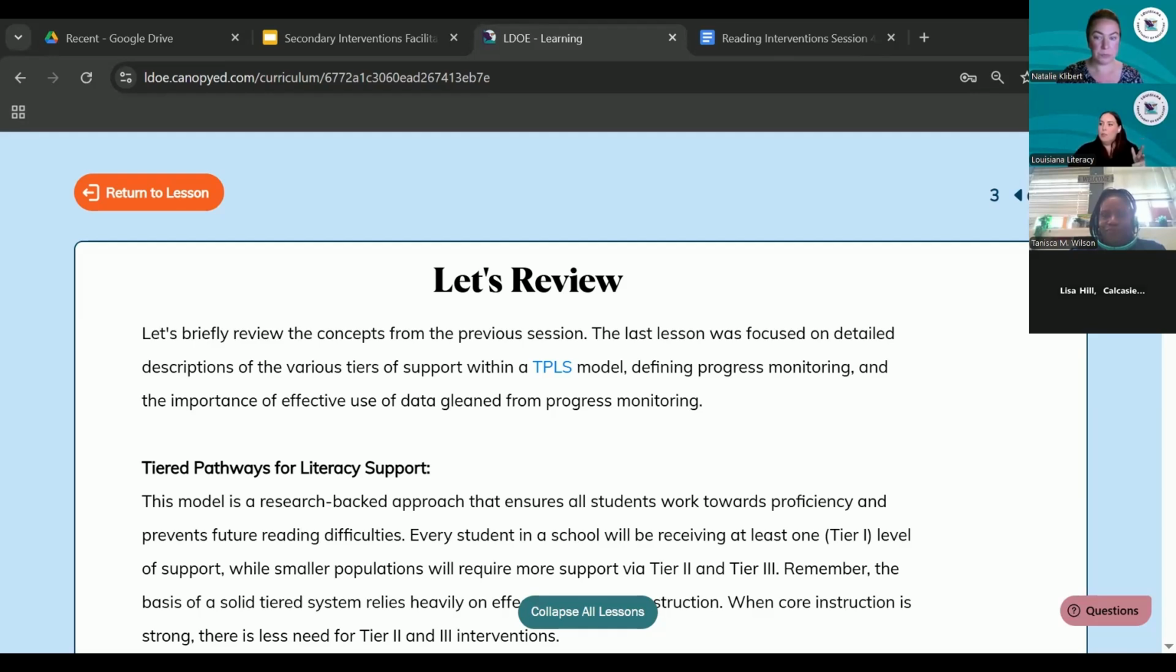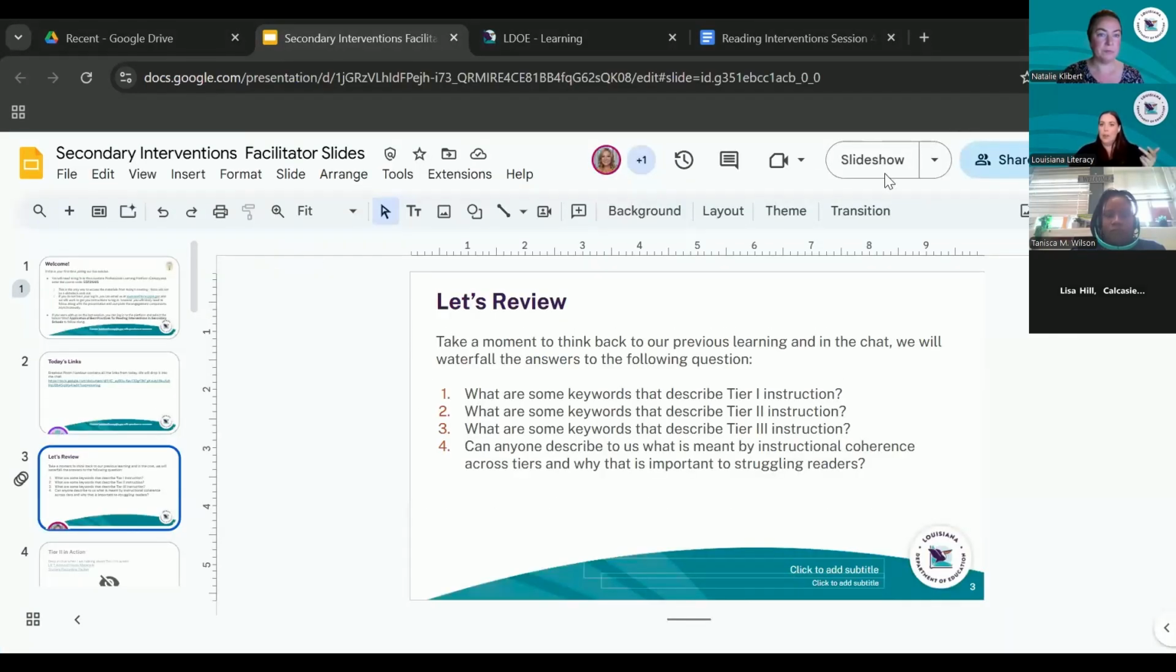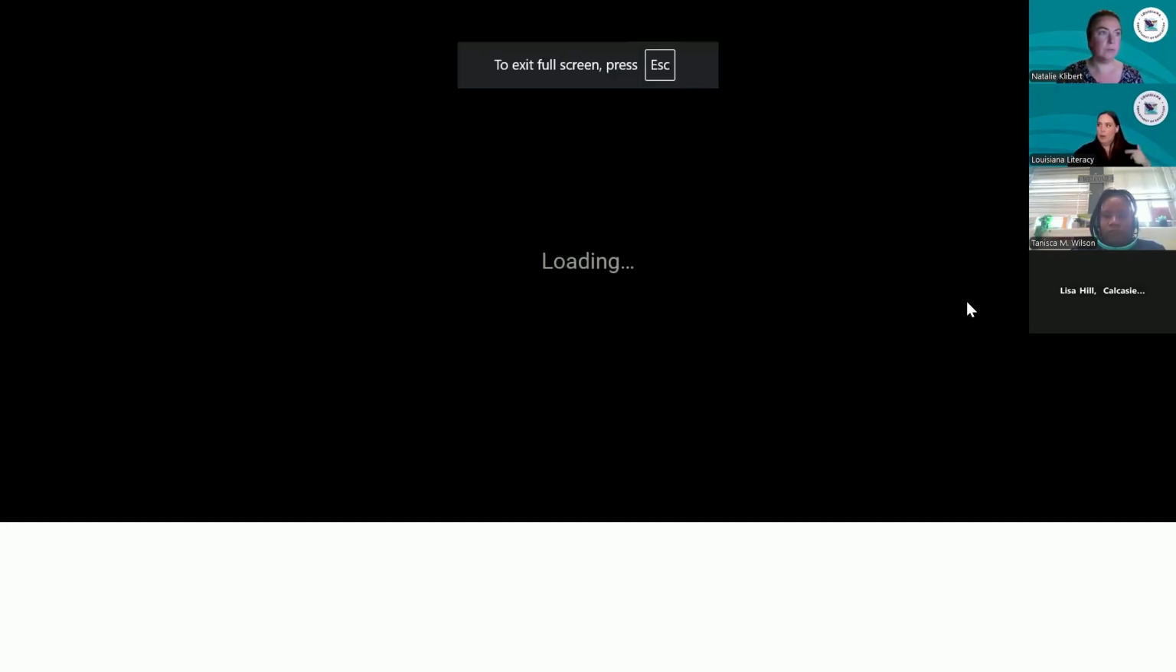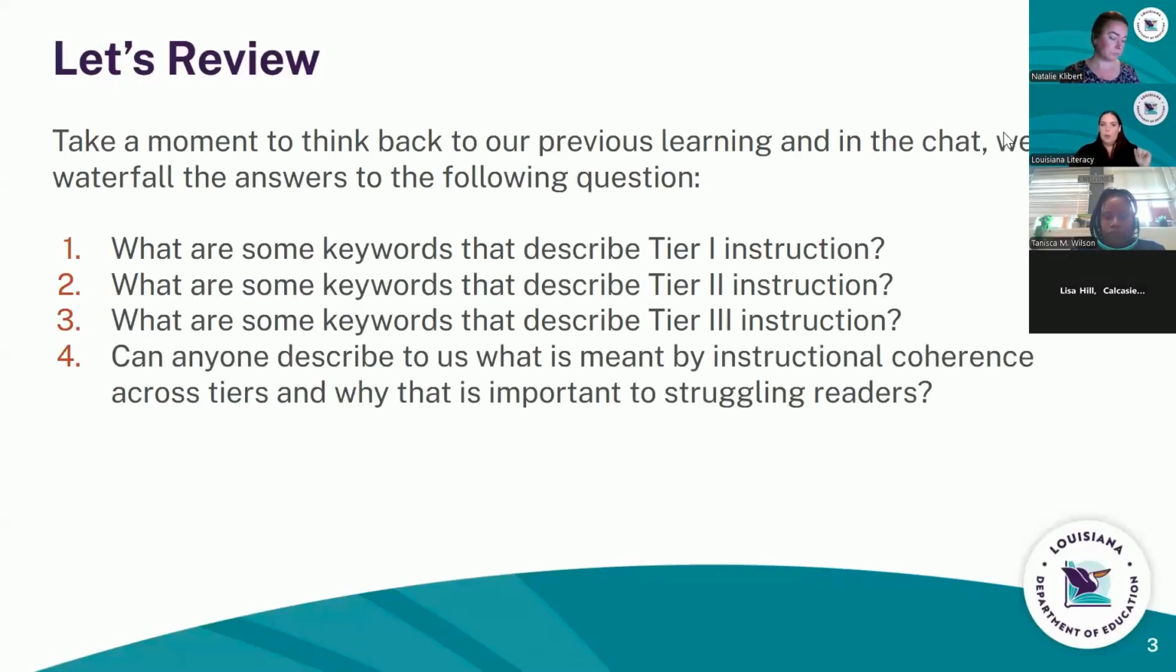So I want us to do a little bit of a waterfall activity in the chat. When I put a question up on the screen, you're going to type your answer in and don't hit enter until I say hit enter. That way we are all able to see our answers at the same time. So let me get the question to pull up. Okay, let's do the first one.